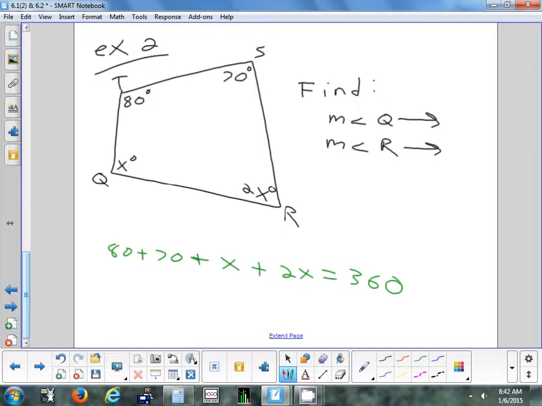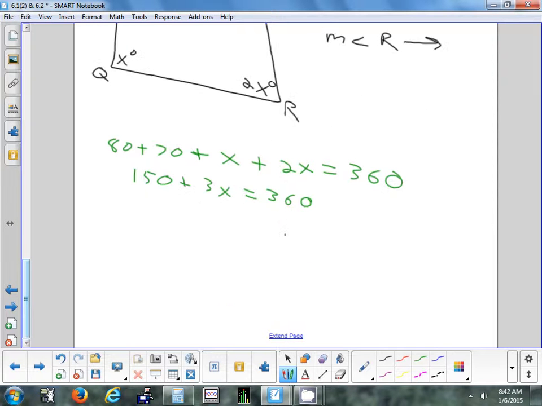Okay, so he added 80 and 70. He added x and 2x. And if you jump right to that for your first equation, that's fine. Okay, James, what would my next step be? So it'll be subtract 150. Yep, subtract 150.